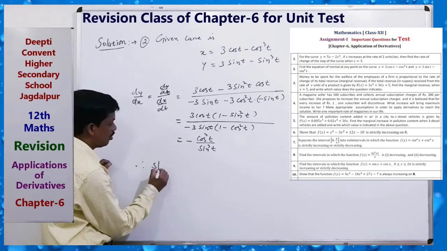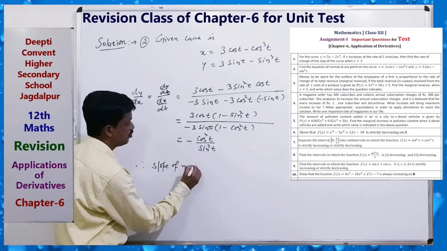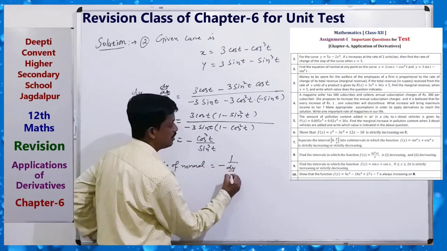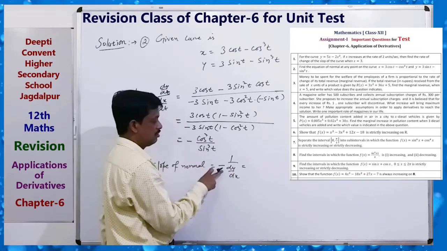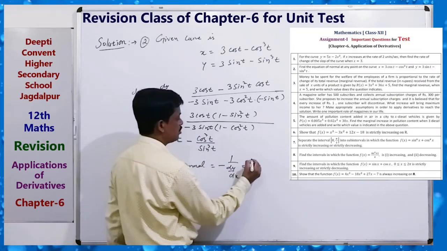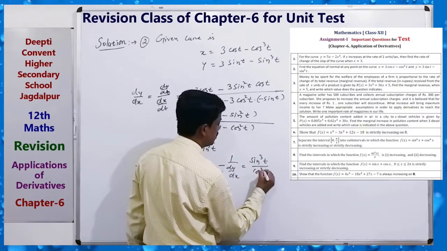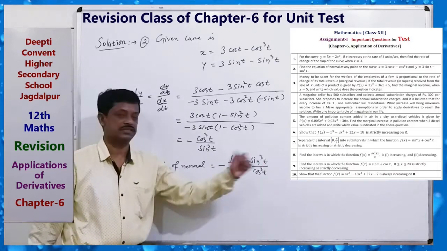Therefore, the slope of normal equals minus 1 upon dy by dx, which is the inverse of this with the minus sign applied, so plus sin cube t upon cos cube t. So the slope of normal is this.